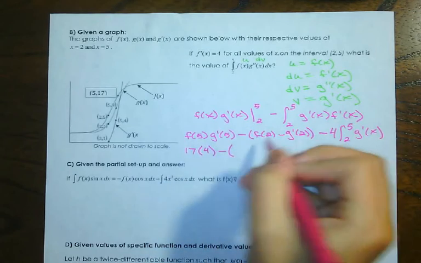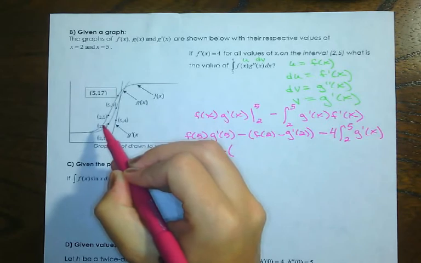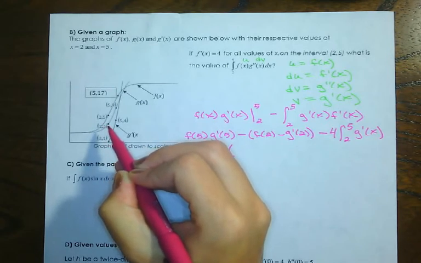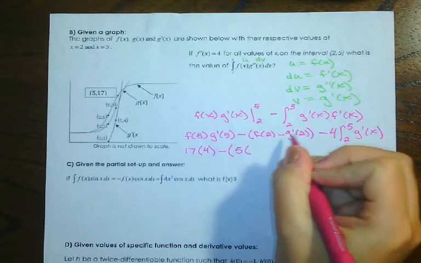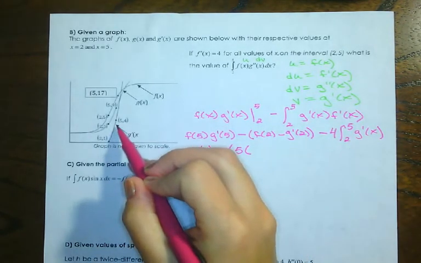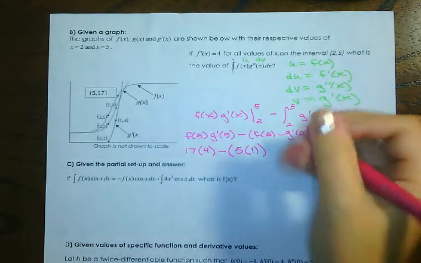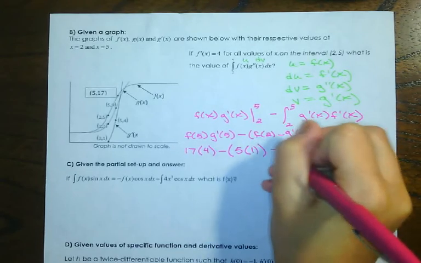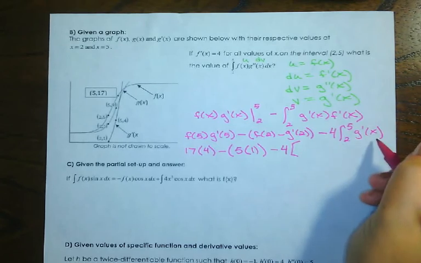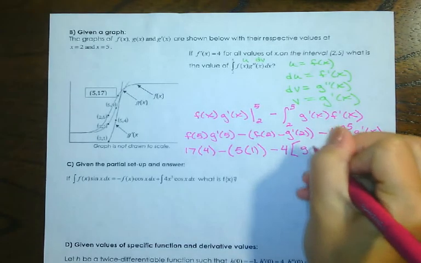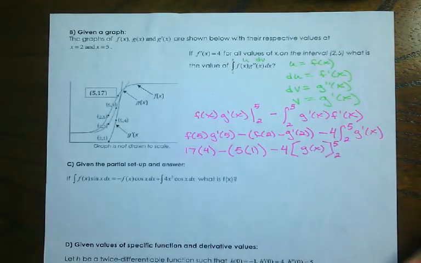And then minus, watch your parentheses, I'm going to do f of 2. So here's f, that's this curve. So f of 2 looks like it's 5, times g prime of 2. So now I'm on the g prime curve. G prime of 2 is 1. And then minus 4, and then I'm going to do a bracket there. So when I integrate g prime, I would just get g of x, but now I need to evaluate that from 2 to 5 as well.